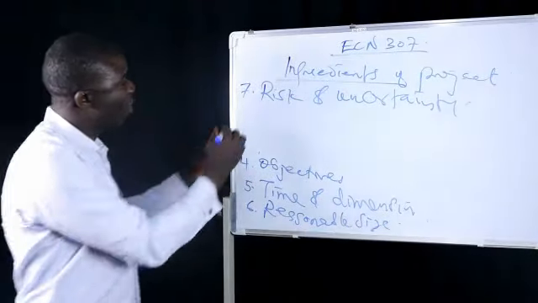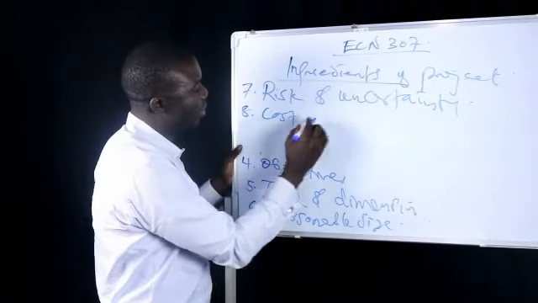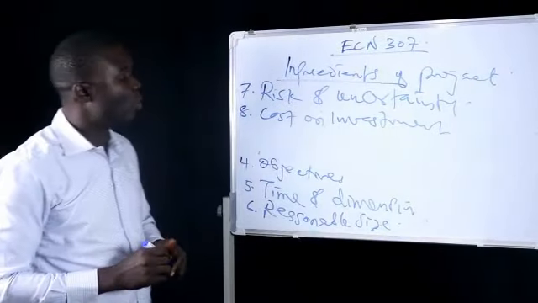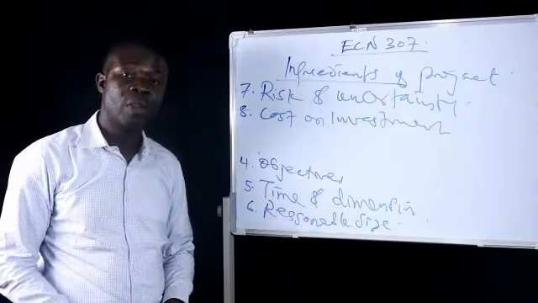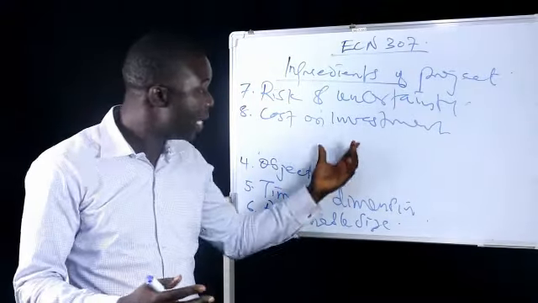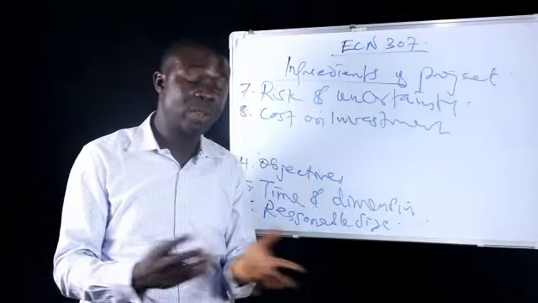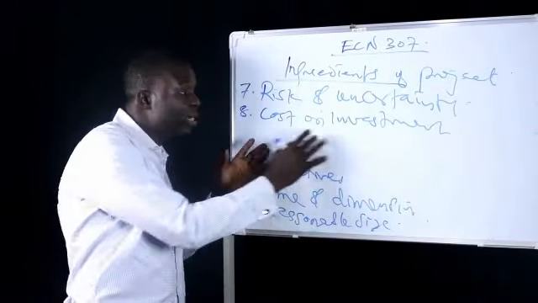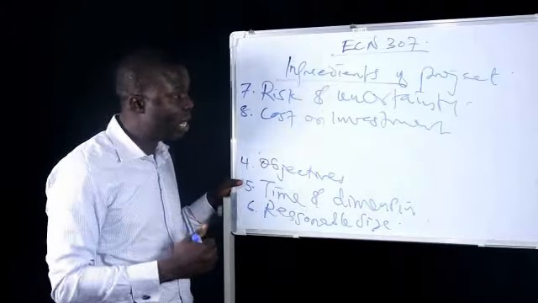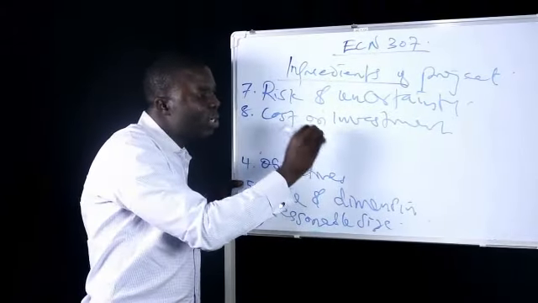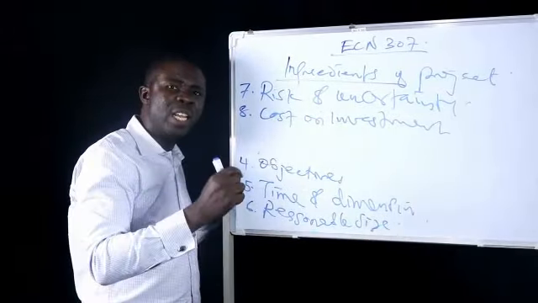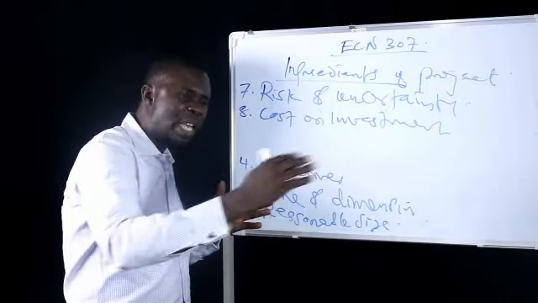Lastly, we have the eighth one, which is cost and investment. The project must have cost. So in evaluating a project, you have to do a lot of work to be able to get the cost of a project. That's why when we're doing a business plan, we do this critically by looking at the current cost, because there's something we call net present value. We're going to look at it in the course of this study. But for now, you have to consider the time value of money. So when you are taking the cost of a project, you need to look at how long the project will take.